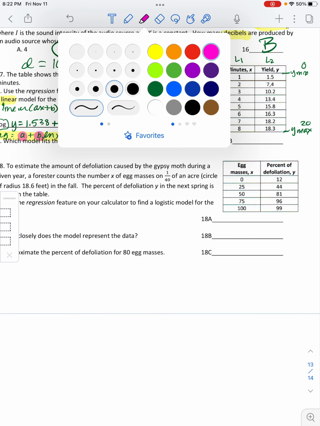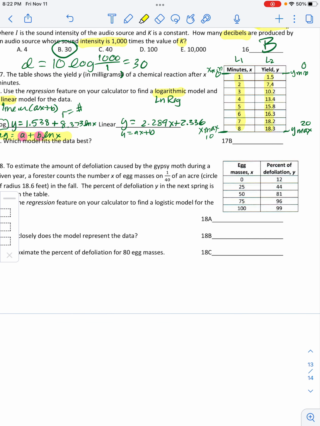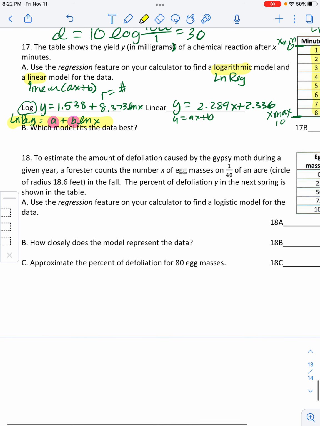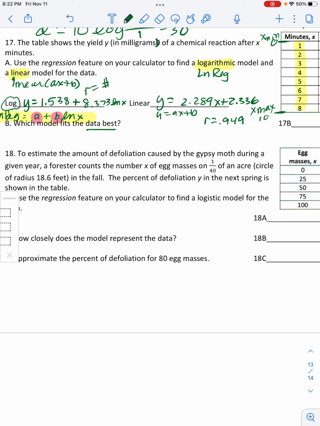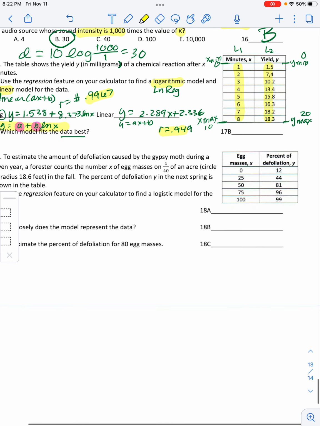Double, triple, quadruple check your answers, or I mean the numbers you put in, because if you put any of these numbers in differently than I did, you will get different numbers and your equations will be wrong, which will then make your predictions and everything around it wrong. I jotted down my R value here as well, and this one was 0.949. So when it asks me which model fits the data best, I went with the one that had the higher R value. I had an R value here of 0.9967. So comparing 0.9967 to 0.949, I'm going to go with that log equation fitting the data better.